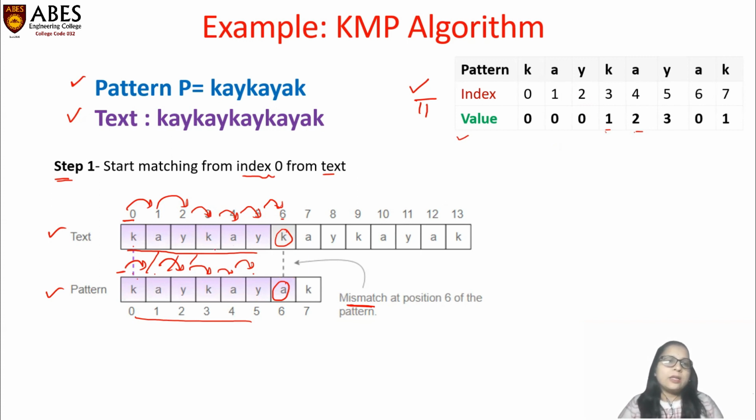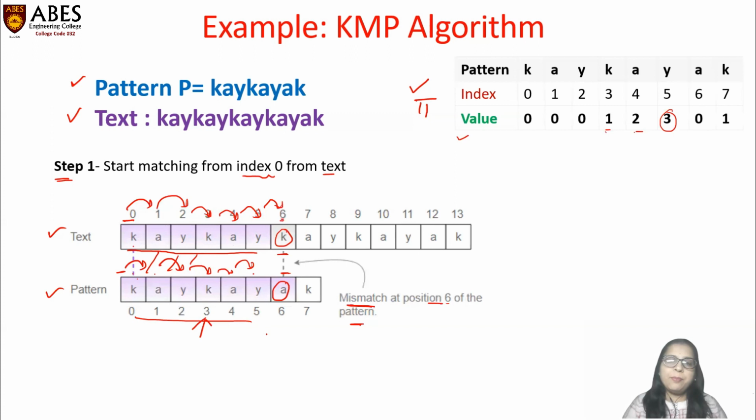So we know that the sub pattern of length 6 matched and there is a mismatch here. So we'll just find out from where to start matching from the pattern. The mismatch is at position 6 of the pattern, and the 6th index here has a corresponding value of 3.